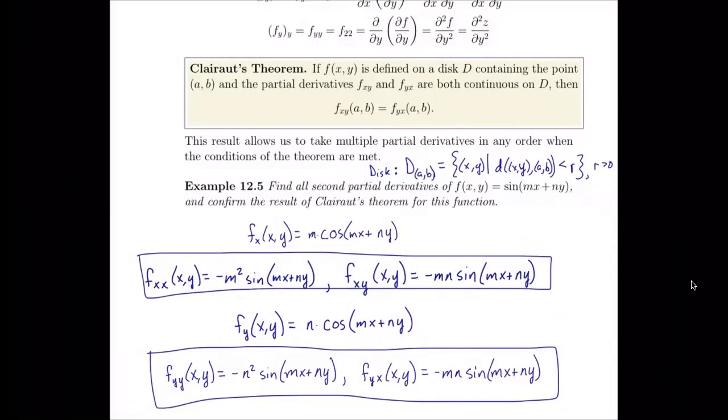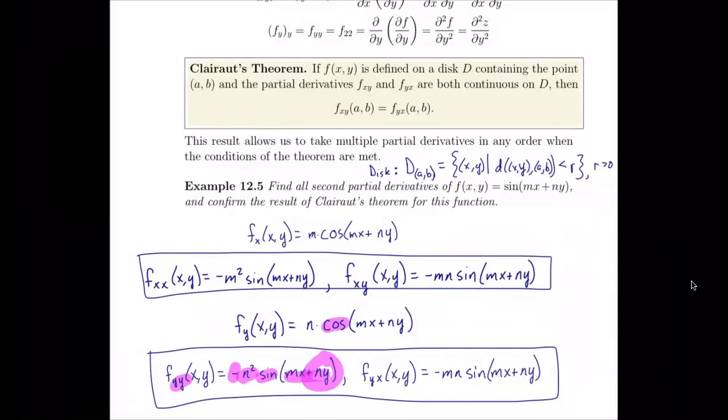And to check the other way, partial with respect to y, again, sine differentiates to cosine, and then take the derivative of the inner function. Partial with respect to y is going to be n. Remember, mx is treated as a constant, so it's effectively 0. So we get that factor of n. Once we've got that, we can take the second partial with respect to y to get this function, and another copy of n. Cosine differentiates to negative sine, and that n, of course, came from differentiating the inner function of ny.